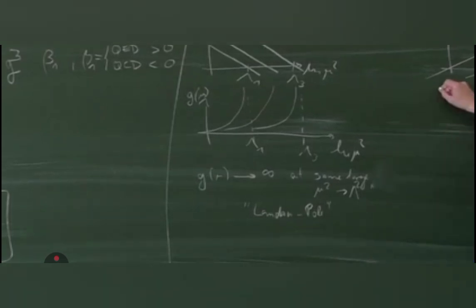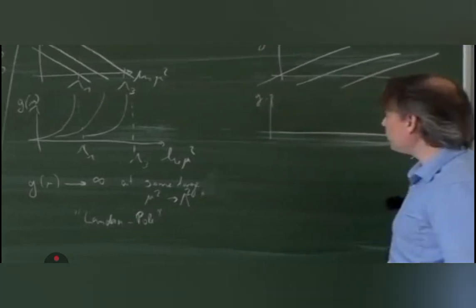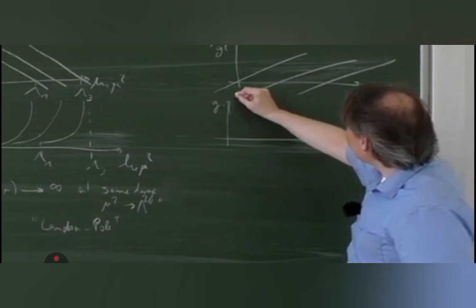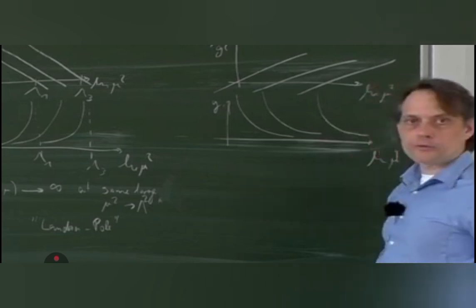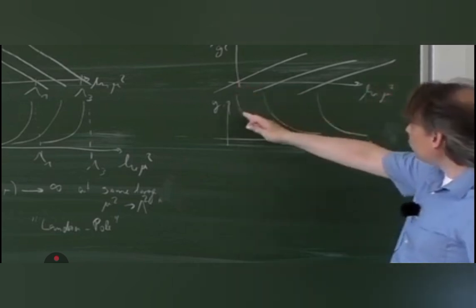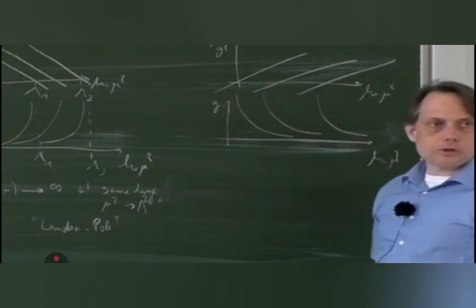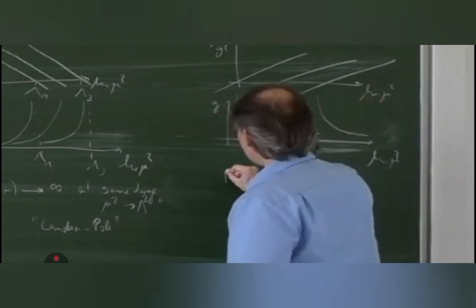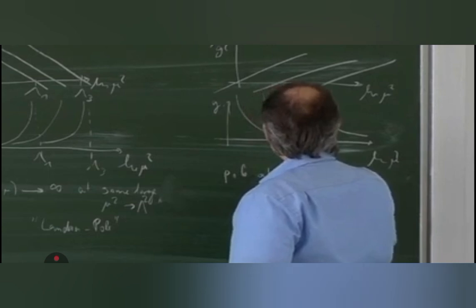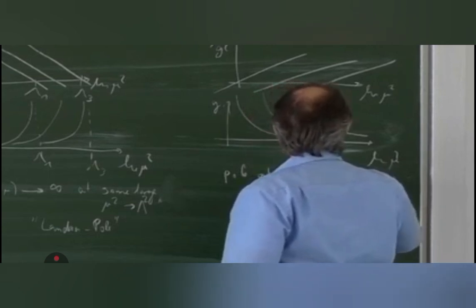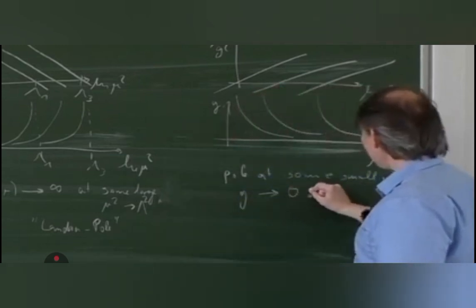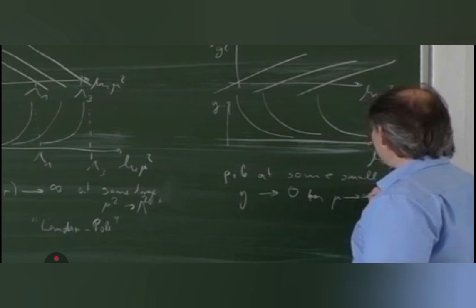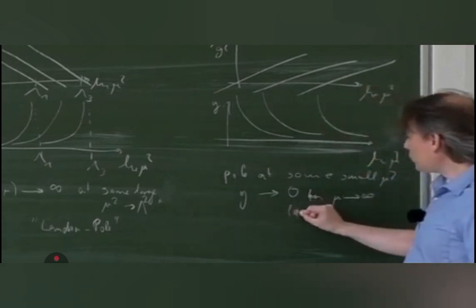Similarly in QCD, if we plot just the coupling, then of course they go to infinity on the left, and the trajectories would look like this. And so to the left they go to infinity at some value, and to the right they approach 0 smoothly. So we have a pole at some small mu square, but g goes to 0 for mu going to infinity. And this is the famous asymptotic freedom.